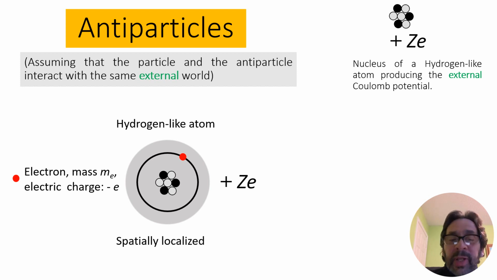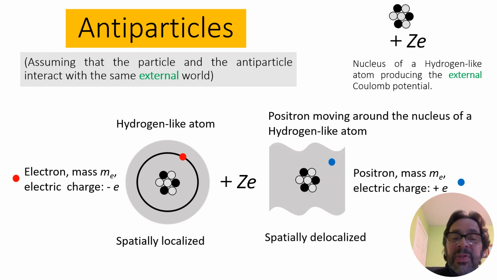When the particle, the electron, moves around this nucleus, the result is a hydrogen-like atom, and the electron is spatially localized around the nucleus. Alternatively, if it's the positron that is moving around the same nucleus of a hydrogen-like atom, the repulsion between the nucleus and the positron results in a state that is spatially delocalized.